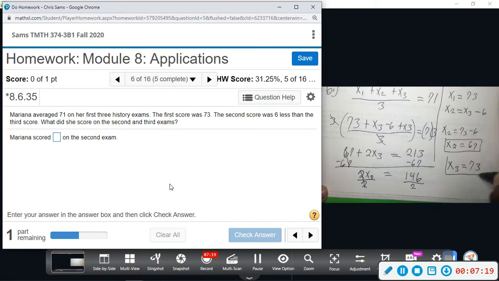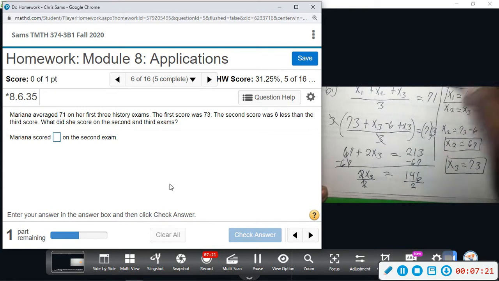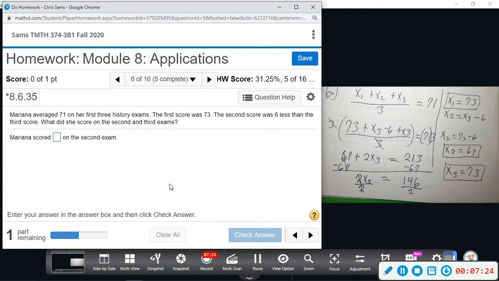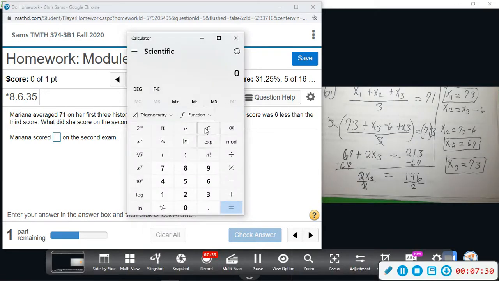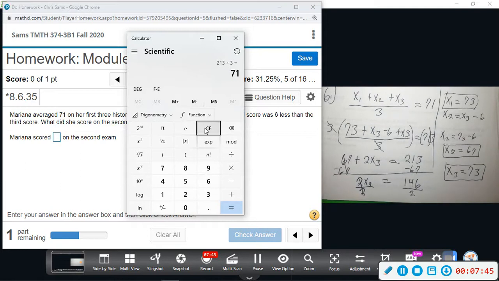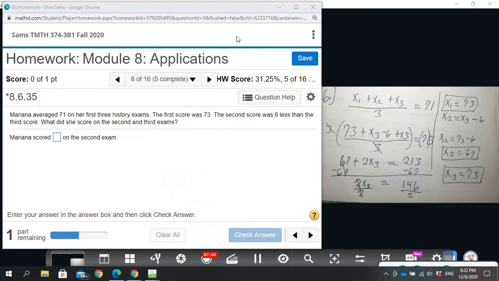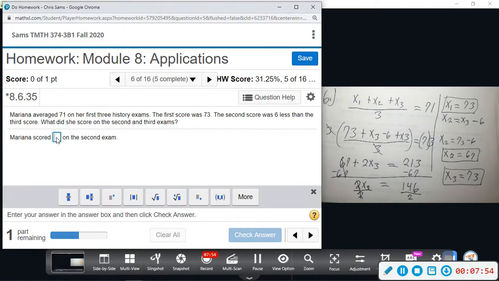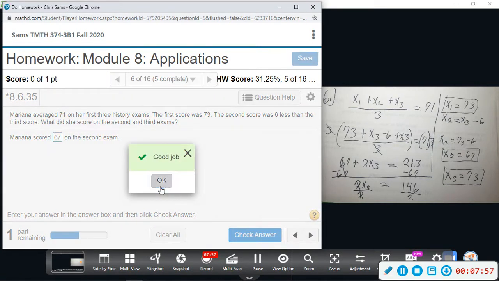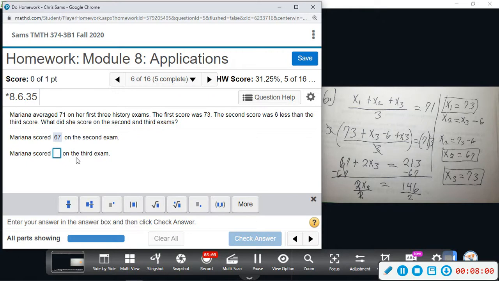If we want to check, we can add these 3 scores and divide by 3 and verify that we get 71. So I'm going to clear out what I have. We do 73 plus 73 plus 67 divided by 3, which gives us 71. Okay, it looks good. So the second exam score is 67, and the third exam score is 73.